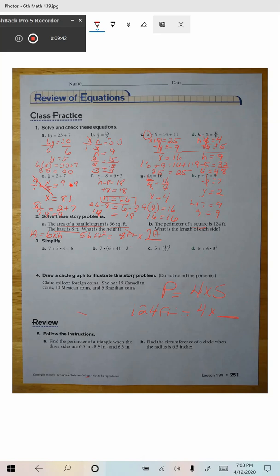So what do I do? I just do 124 divided by 4. 4 goes into 12 3 times perfectly, and then 4 would go into 4 once. Right? So my sides are all 31 feet because it's a square.